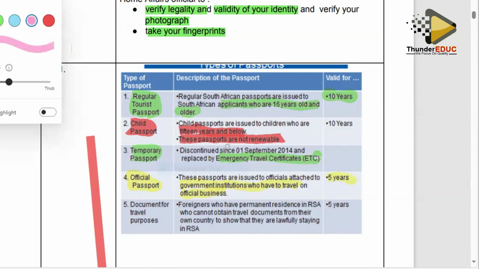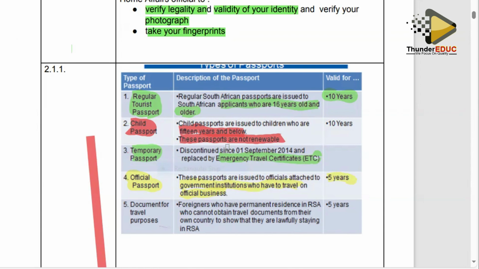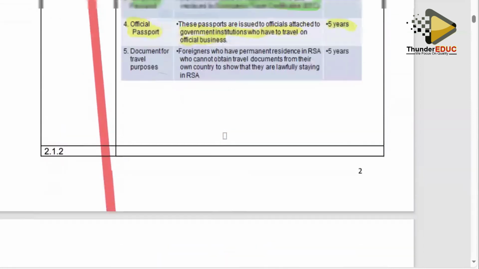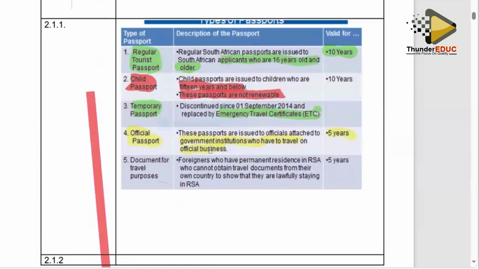Then let's move on to the fifth type. We also have a document for travel purposes. A document for travel purposes is for foreigners who have permanent residence in South Africa who cannot obtain travel documents from their own countries to show that they are lawfully staying in South Africa. This type of document is also valid for 5 years. So as for now, we have outlined different types of passports.